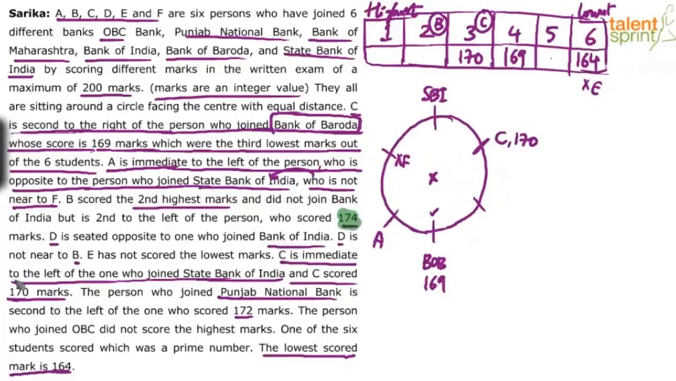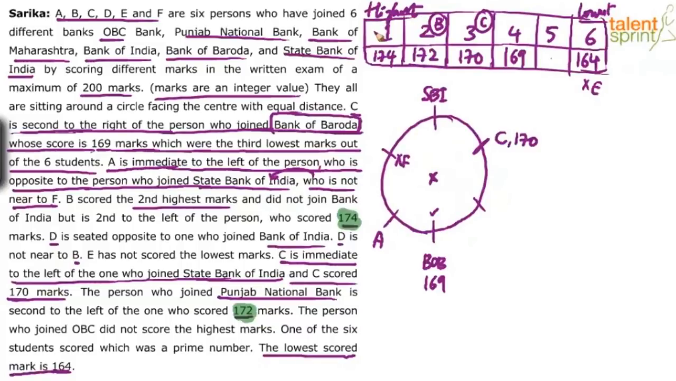And then we also have 172. So clearly 172 and 174 are more than 170. So 172 has to come here and 174 has to come here. You understand? We're just filling the gaps. 172 and 174 are also there in the data, so they have to come here. And now we can actually conclude that B scored 172. And the highest guy has scored 174.